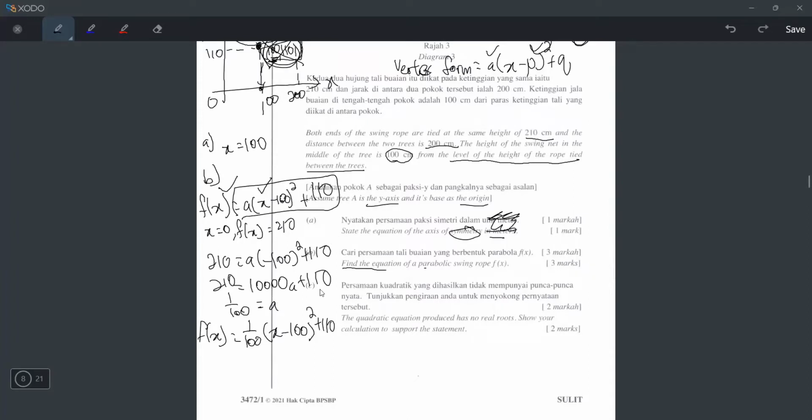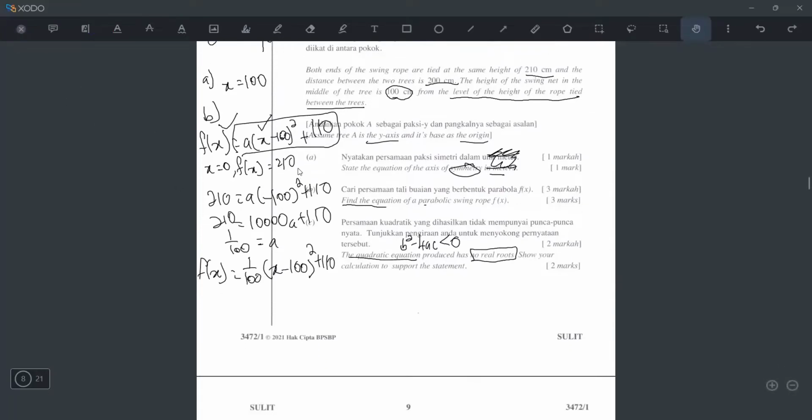Okay, now let's look at C here. The quadratic equation produced has no real roots. The moment you see this, you know you have to do B squared minus 4AC smaller than 0. Right? Because no roots. And then show your calculation to support the statement. So just take this equation and do B squared minus 4AC smaller than 0. But it's not in general form. So I don't know what my B, A, and C are now. So it means I have to expand it. Okay. So how to do?